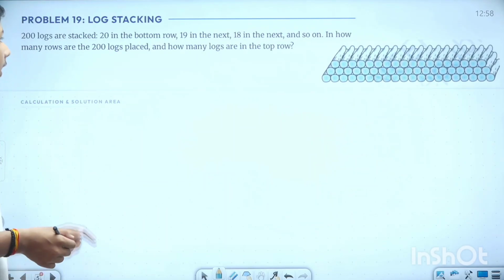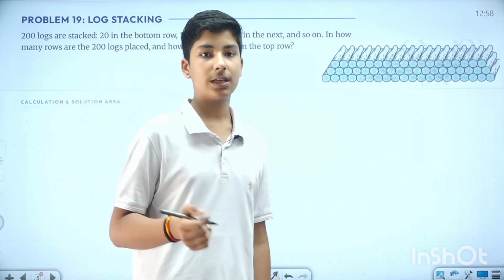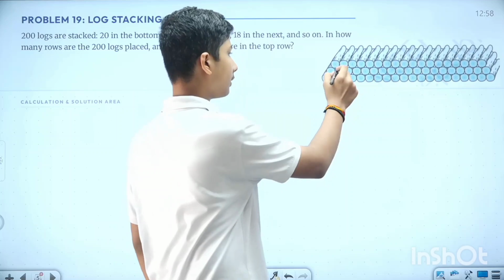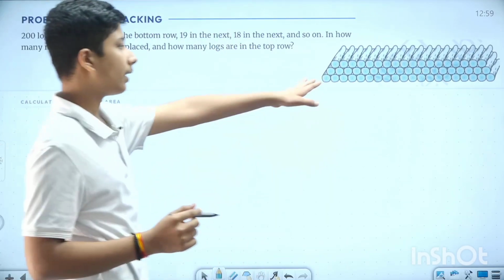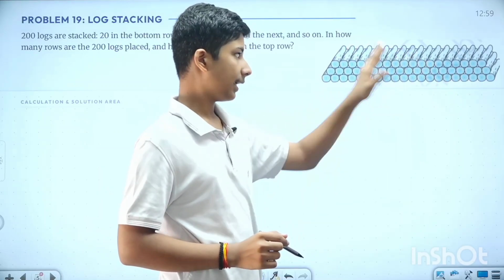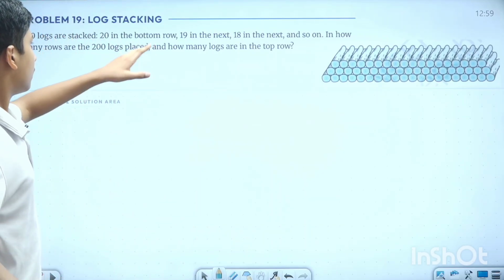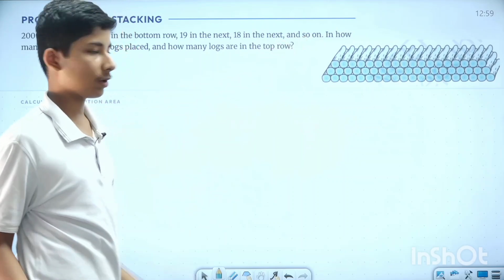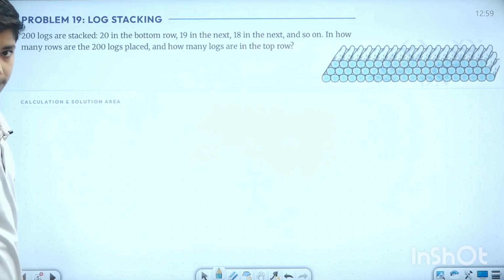Now we'll come to our next question. This question comes many times in several exams, so this is an important question. See here, it is given that 200 logs are stacked in this way. Here these are 20 logs, then 19, then 18, and similarly we have to continue. In the bottom row are 20, then 19, in the next 18, and so on. In how many rows are 200 logs placed?